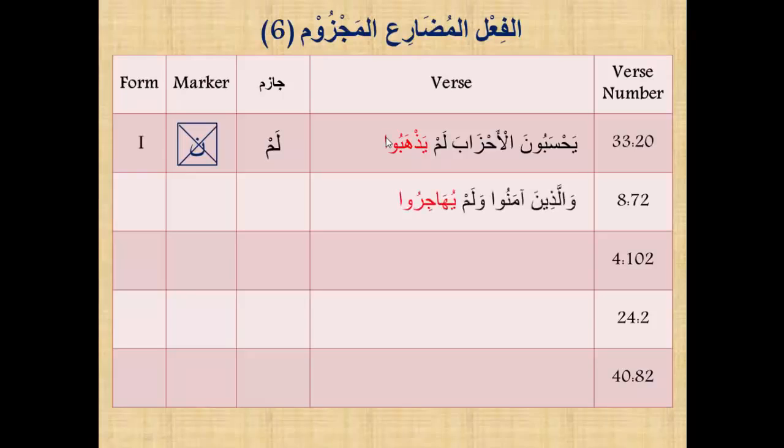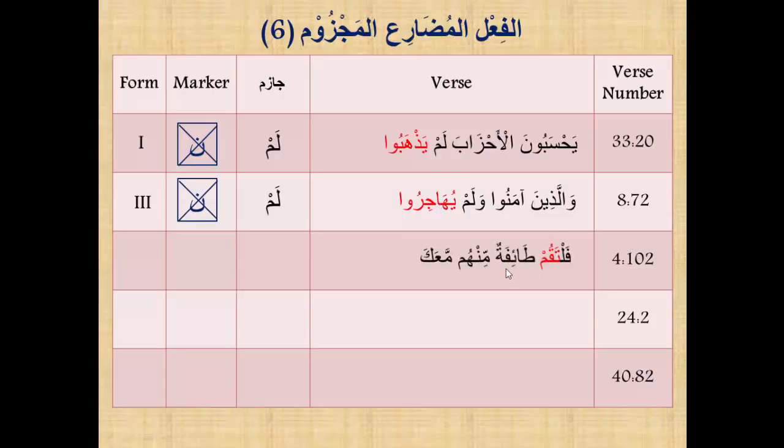Example number 2. وَالَّذِينَ آمَنُوا وَلَمْ يُهَاجِرُوا. Again, lam is the jazm, and the marker here is dropping of the noon, hadf an-noon. Yuhajiru, we see the alif. This tells us we have a form 3 verb. Hajara yuhajiruna, form 3.